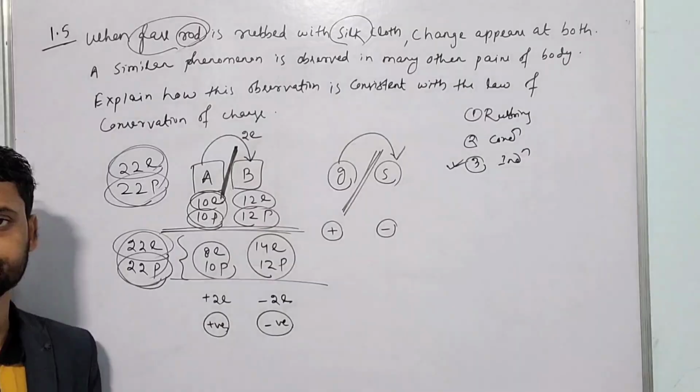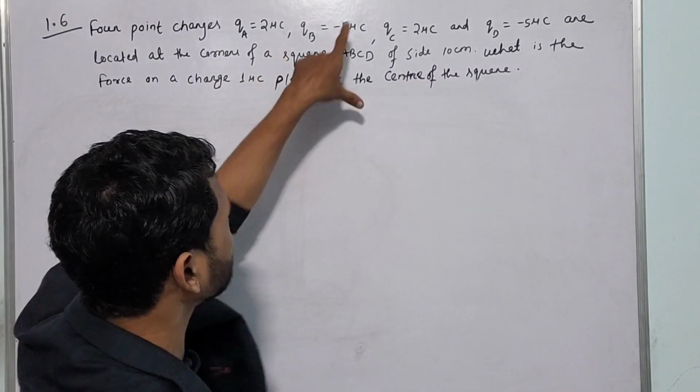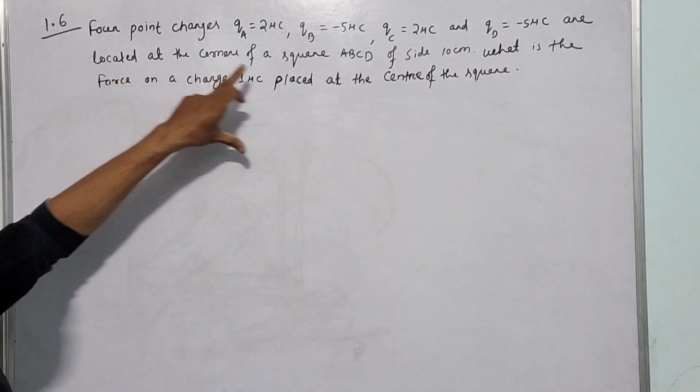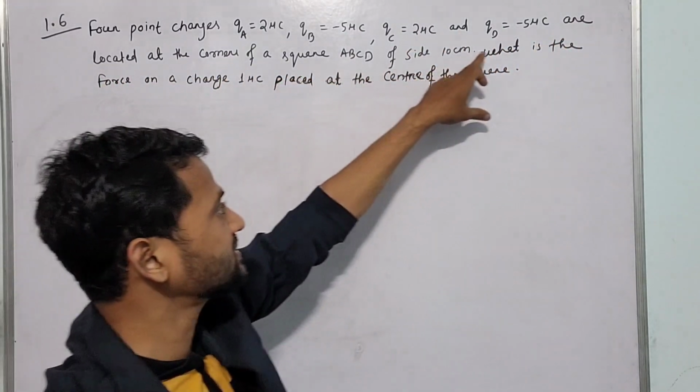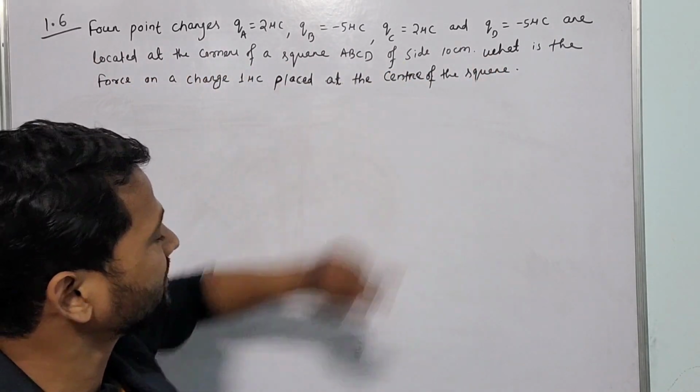Is it clear? Look at question 1.6. Four point charges 2 microcoulomb, minus 5 microcoulomb, 2 microcoulomb and minus 5 microcoulomb are located at the corners of a square ABCD of side 10 cm. What is the force on a charge of 1 microcoulomb placed at the center of the square?